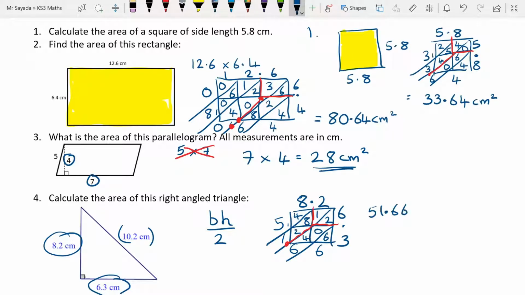But that's just the base times the height. What do we still need to do? Say your answer to the video now. We still need to divide that by 2. So we need to do 2 into 51.66. So 51.66 divided by 2. So 2 into 5 is 2 remainder 1. 2 into 11 is 5 remainder 1. 2 into 16 is 8. And 2 into 6 is 3. What have I not done? What have I done wrong there? Say your answer to the video.